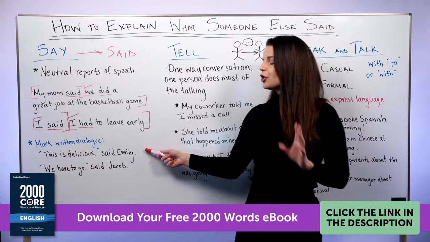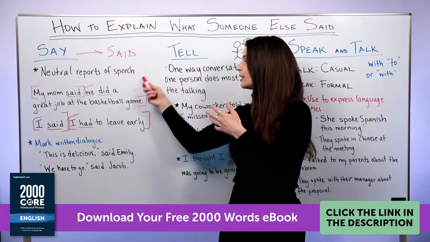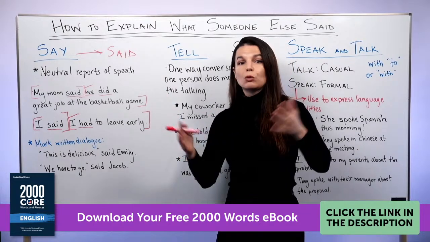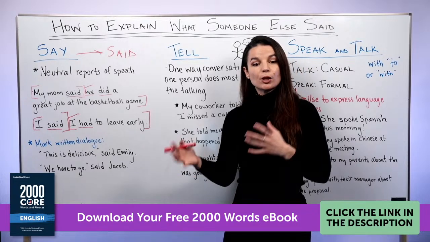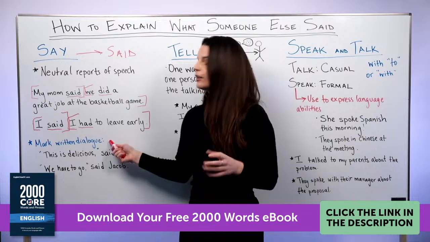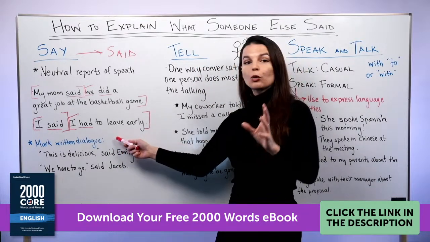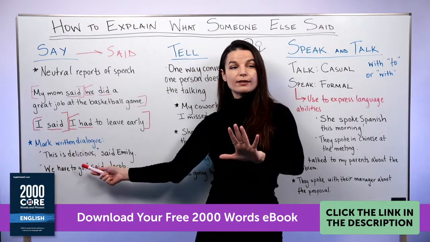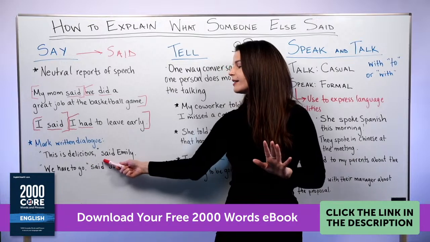So the shape of the sentence looks a bit different than these sentences, but I want to mention it because if you like to read, you will 100% see this kind of sentence. So I want to break down what's happening here, okay? So when we mark written dialogue, we use something like this. These are very basic sentences. So the first one is, "This is delicious," said Emily.